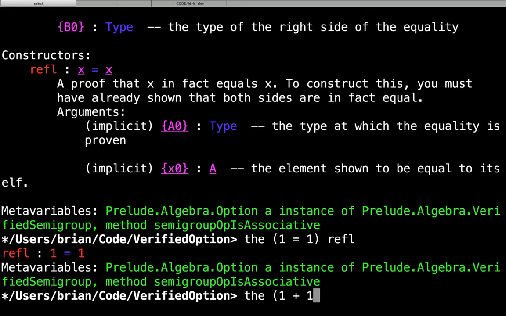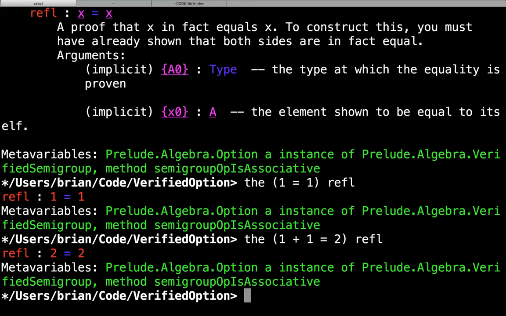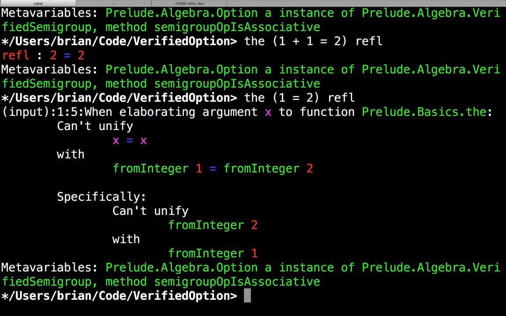If we were to say 1 plus 1 equals 2 and give it REFL, well, Idris evaluates the left-hand side, 1 plus 1, and it can see again that those are syntactically the same thing, so REFL is a value of that. Now, if we were to say 1 equals 2 and give it REFL, we'll get a compile error. It isn't able to make those things syntactically the same, because they aren't the same thing at all, so it can't turn that into x equals x.